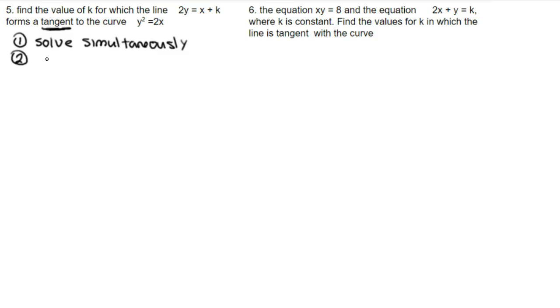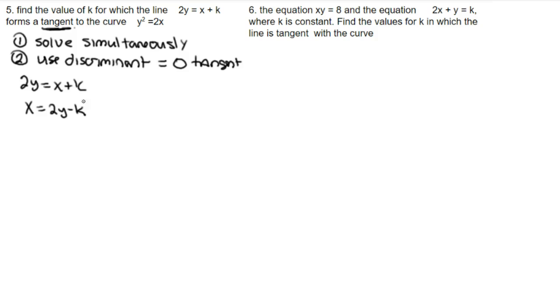And the word tangent, well, either we're doing derivatives with tangents, or we can talk about quadratics with tangents. And you'll notice this is going to end up being a quadratic. So we're going to use the discriminant, because the discriminant equals 0 when the line and the curve are tangent. So I go ahead and I get the one x by itself, and then I substitute that back in. So now it's going to be y squared is equal to 2 times 2y minus k.